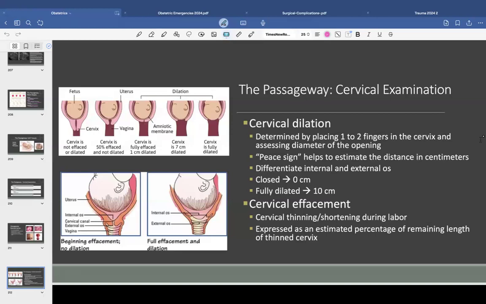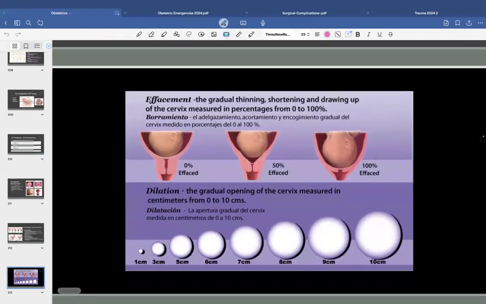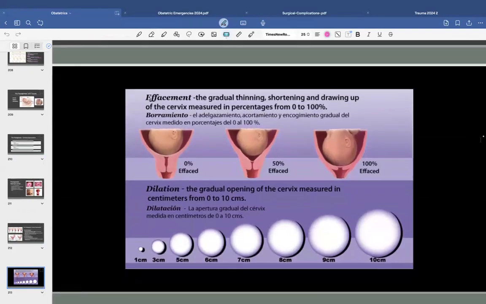You'll see the picture there, and there's more on the next slide of effacement, that gradual thinning. And we said the baby's head is pressing down, it is smashing, it is thinning that out.